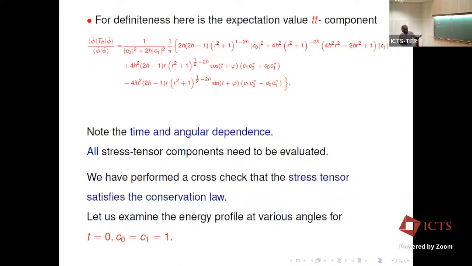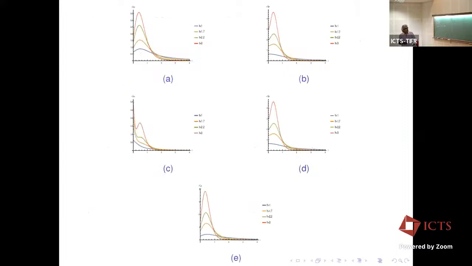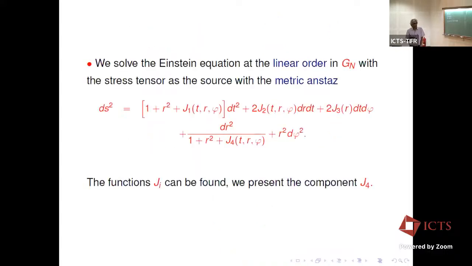And just to see the energy profile of the state, for instance, this is the radial direction, and these are the various weights. I look at the time slice t equal to 0 at various angles: phi equal to 0, phi equal to pi by 2, 3 pi by 2, just to show that there is an angular profile to this excitation.